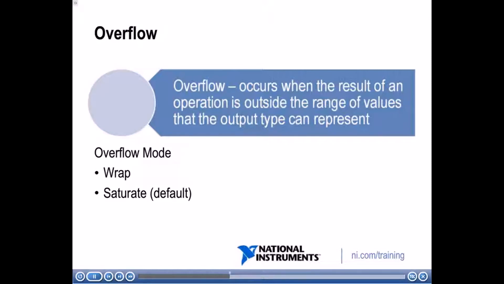The other one is going to be saturate. Now this is the default option. What saturate will do is it'll coerce the output value to either the maximum or the minimum, depending on which value is exceeded. So this option is going to take up more resources than the wrap method, but is going to, in most cases, be the more desired behavior. For example, if you had a maximum of 255 and it went beyond that, it would just saturate at 255.